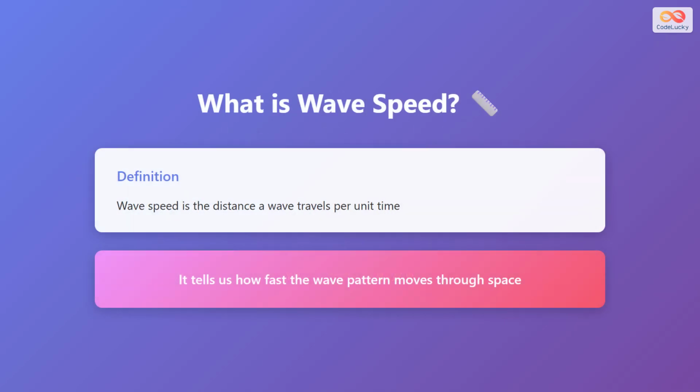Let's start with the basics. What exactly is wave speed? Wave speed is simply the distance a wave travels per unit time. Think of it as how fast the wave pattern moves through space. For example, if you watch ripples moving across a pond, the speed at which those ripples spread outward is the wave speed. It's measured in meters per second, just like any other speed or velocity.